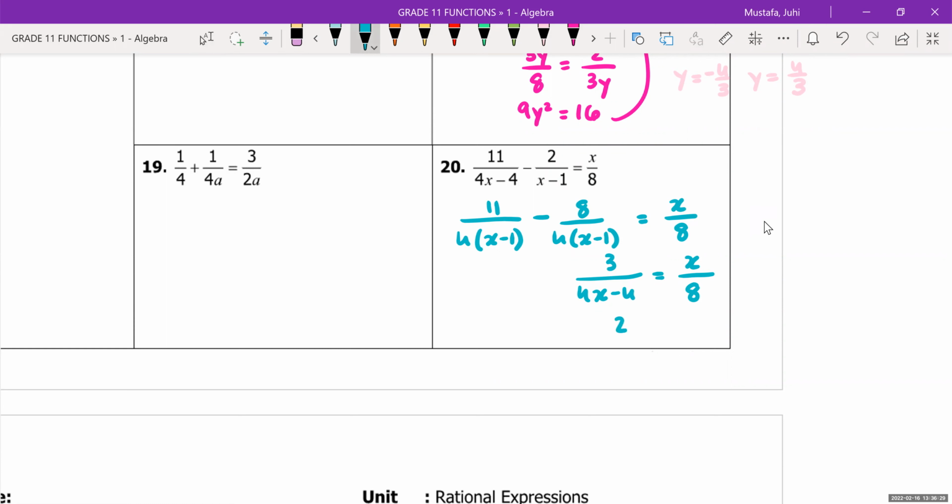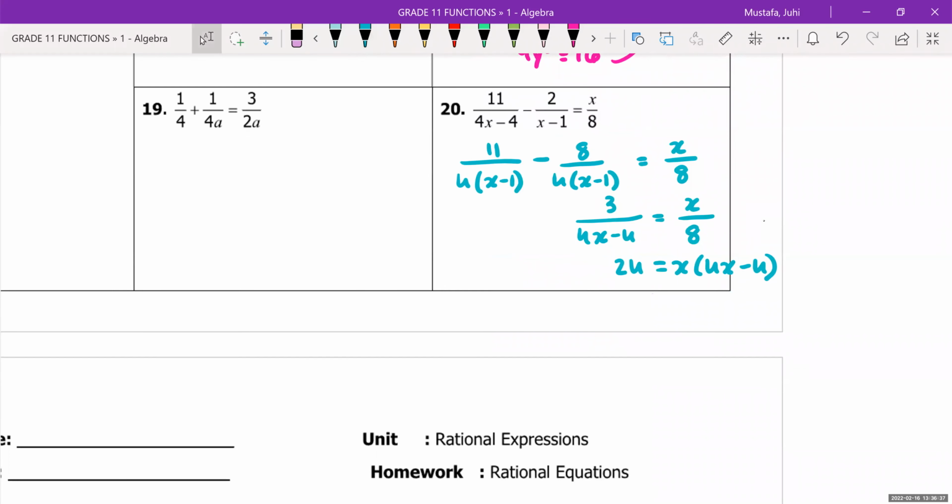So 8 times 3 is 24. The other side, it's going to be x times 4x minus 4. And this is going to give me a trinomial, which then I'm going to factor. So I'm going to just move stuff over while I do this.